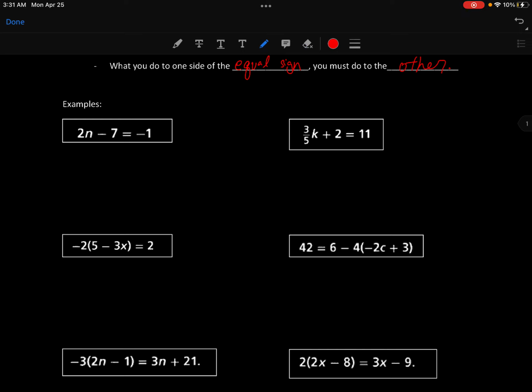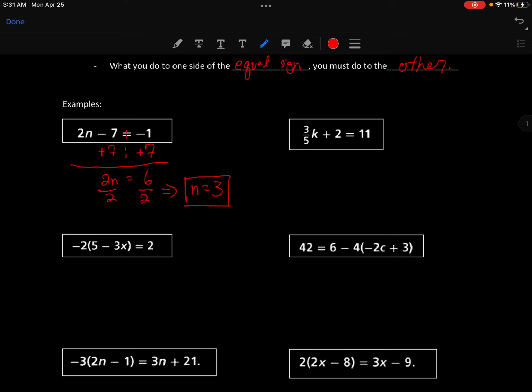Now let's do some examples. Example number 1, we have 2n minus 7 is equal to negative 1. Step number 1, to get n by itself, add 7 to both sides of the equal sign. What you do to one side, you must do to the other. You're left with 2n is equal to 6. If you want to get n by itself, divide both sides by 2, and you get n is equal to 3. Voila. Simple.